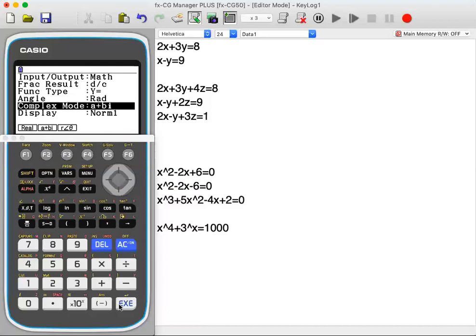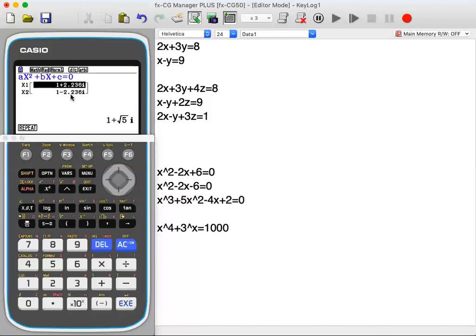So once you do that, obviously by pressing F2, you can see that now the roots are complex. It gives the complex roots as well. So this is a really interesting tool that you can use to find whether real or complex roots of any quadratic.